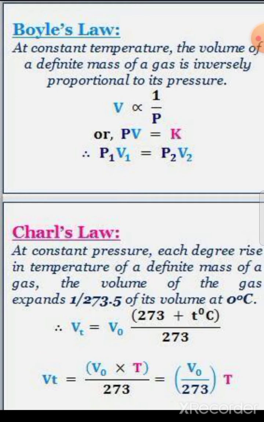Right. So the Charles' law statement we will see. At constant pressure, for each degree rise in temperature of a definite mass of a gas, the volume of the gas expands by 1 by 273 of its volume at 0 degrees Celsius. So the formula is Vt is equal to V0 into (273 plus t degrees Celsius) divided by 273. Therefore Vt is equal to V0 into T divided by 273.